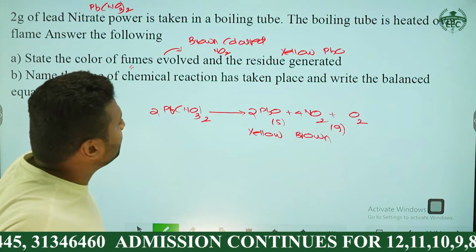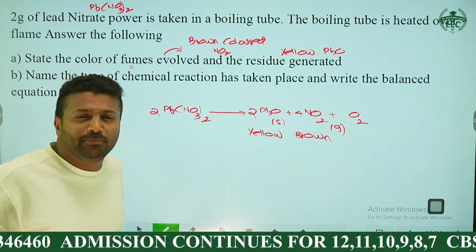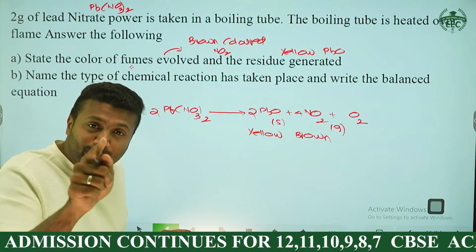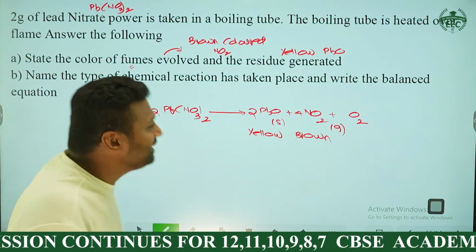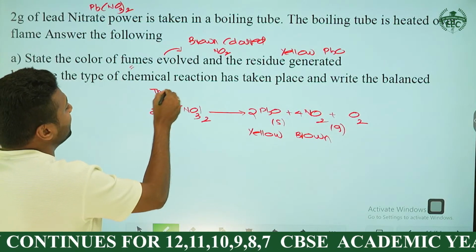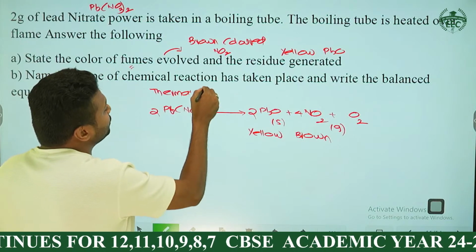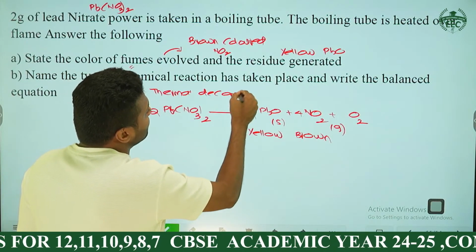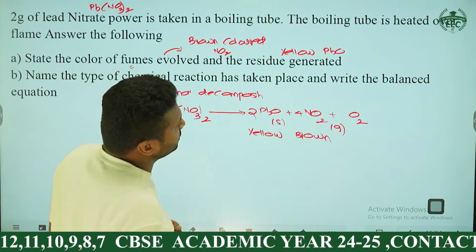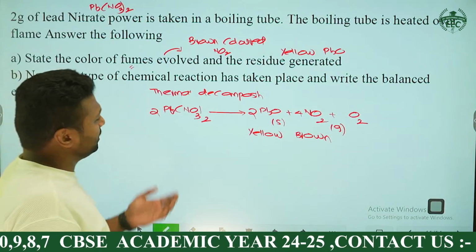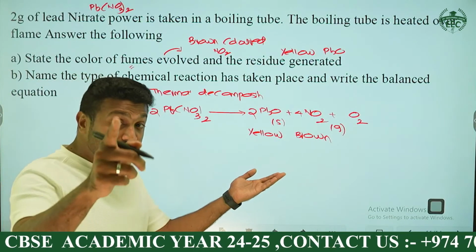Name the type of chemical reaction. Type of reaction will be called what? Decomposition with the help of heat is called what? Thermal decomposition reaction. Write the balanced equation. It's done, right? Make sure that each part is answered.